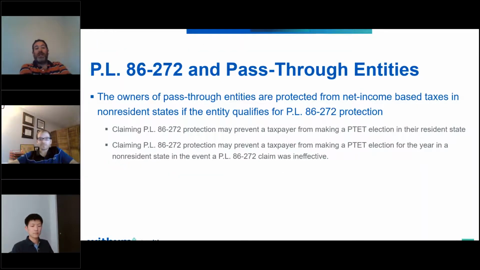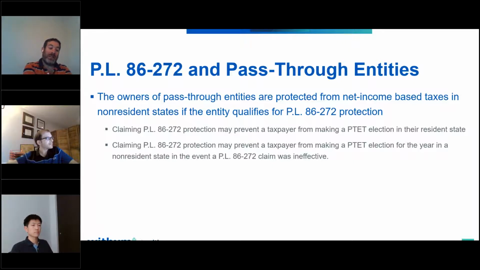So again, pass-through entities. A lot of businesses are operated as pass-through entities, so the business itself isn't paying the tax. The owners of the business pay the income tax. Well, the owners of pass-through entities are also protected from net income taxes based on 86272. So if you're a shareholder in an S corp, a partner in a partnership, or a member of an LLC, if that entity is protected under 86272, you're protected from state income taxes under 86272.